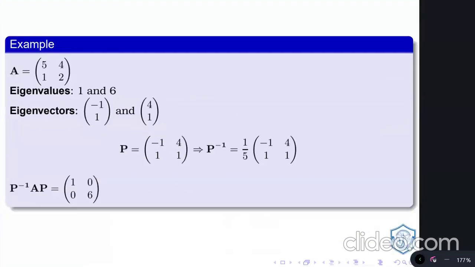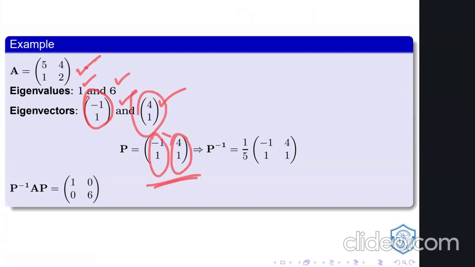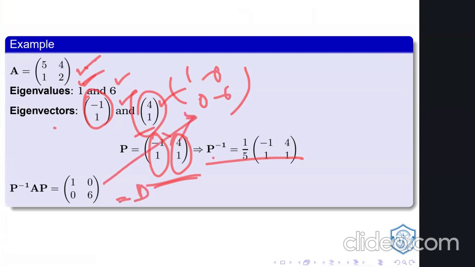Now we can see an example: if this is A with eigenvalues 1 and 6 and these eigenvectors, then P will be the first column, second column. This is P. If you compute P inverse A P, it will give the diagonal matrix. What are the diagonals? 1, 6, and 0, 0 elsewhere. So this is the matrix D. This is how we come to the conclusion.